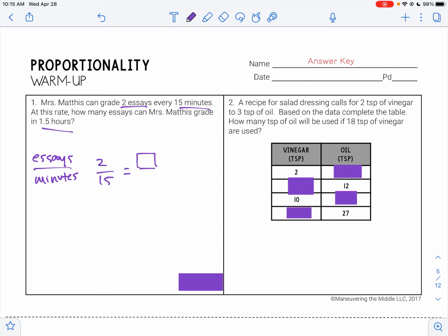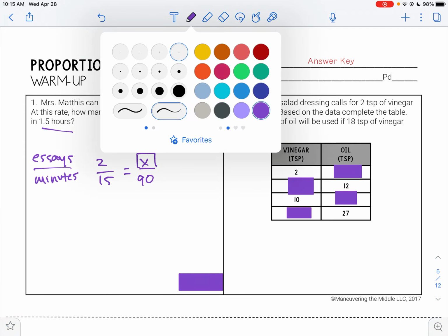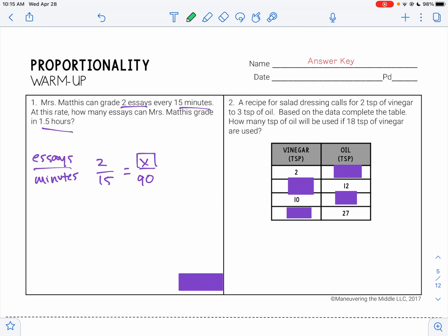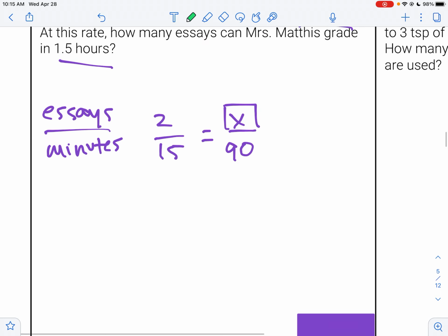Now, I know that 60 minutes is equal to 1 hour, which means 30 minutes is equal to half an hour. So total 1.5 hours is equal to 90 minutes. Now, I don't know what the number of essays is, so I'm going to put an X. And now I need to see if I can find an easy scale factor. So if I were to zoom in here, 15, is there an easy scale factor to get from 15 to 90? If you know it, then it is times 6.